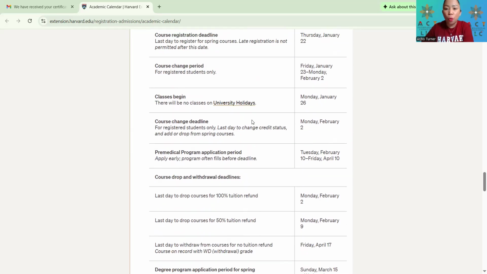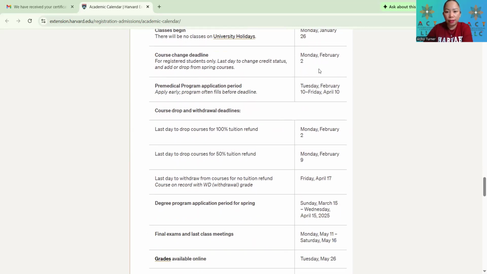You can also change your course, and there's a specific period of time where you can change it. Our classes will begin on January 26. This is for weekly classes, where you have interfacing with your professors, mostly done virtually. Then there's a course change deadline, which is February 2nd.